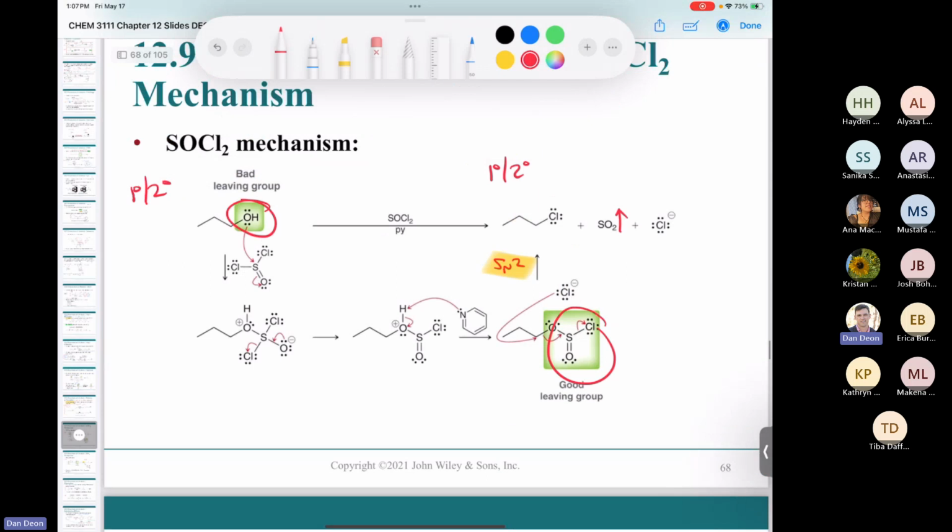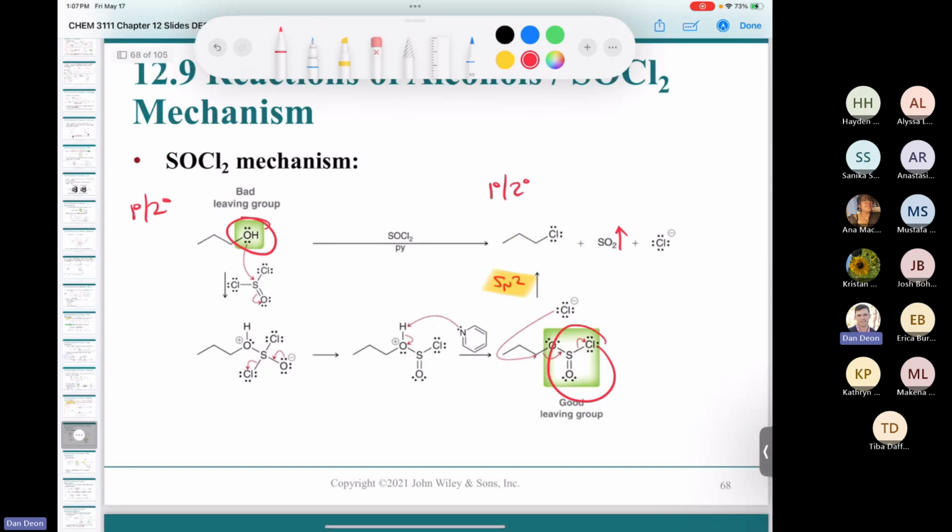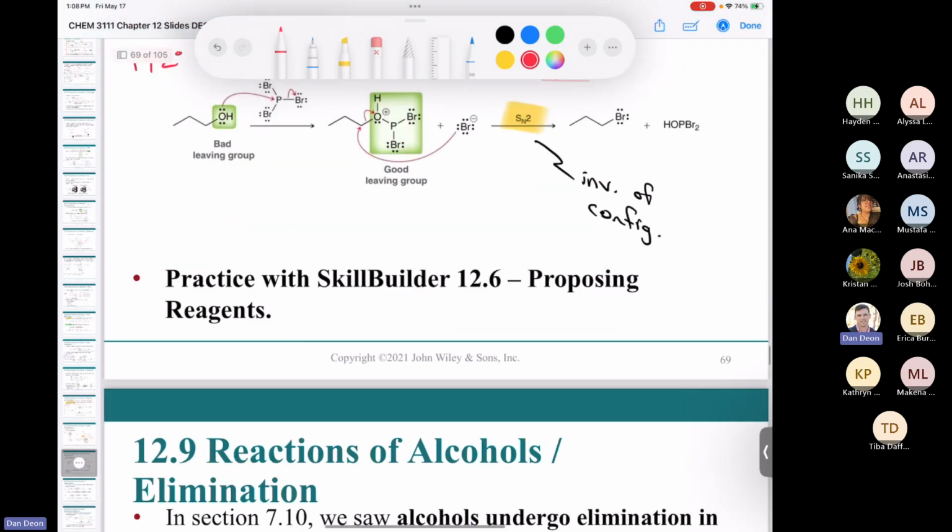However, what you do need to know, and this is important, okay, trust me, this is very, very important, is that when you do these mechanisms, remember, if you convert a bad leaving group into a good leaving group, and then you do an SN2, remember the SN2, if there's a stereocenter, it proceeds with inversion of configuration, okay, because chirality is important in organic chemistry. So we covered both of those.